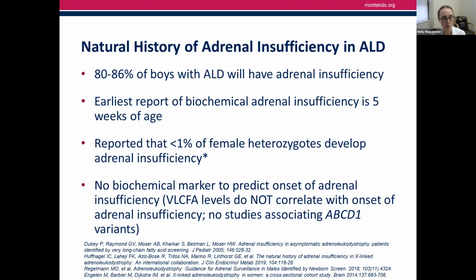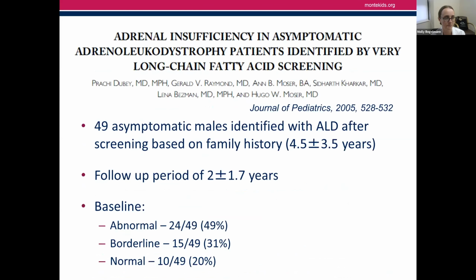And we have no biochemical marker to help us predict when adrenal insufficiency will develop. It's not associated with very long chain fatty acid levels. And there are no studies looking at variants within the ABCD1 gene and the onset of adrenal insufficiency. So these are the two biggest studies that we have available looking at adrenal insufficiency.